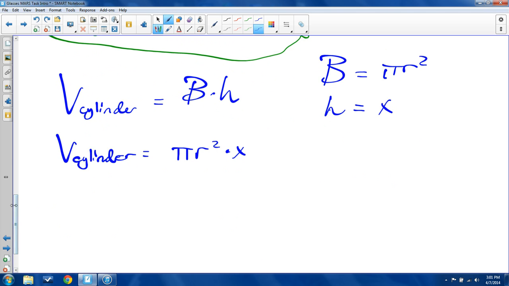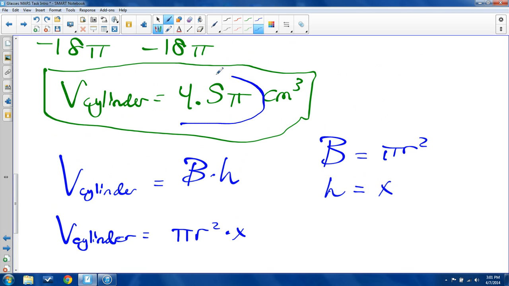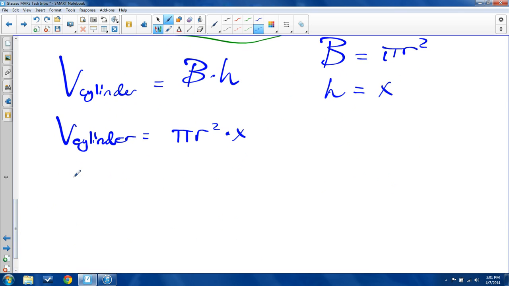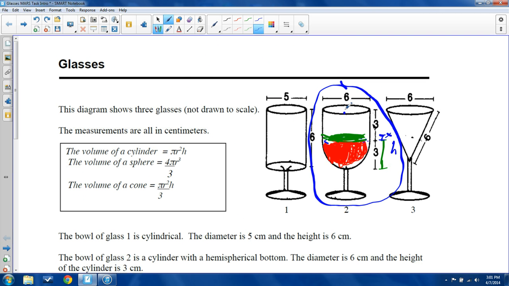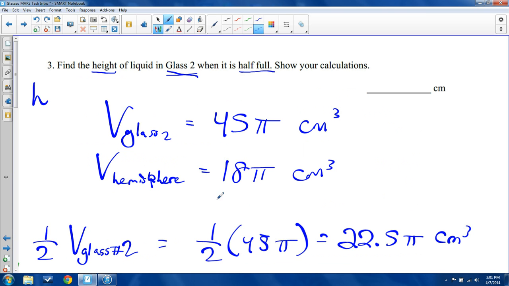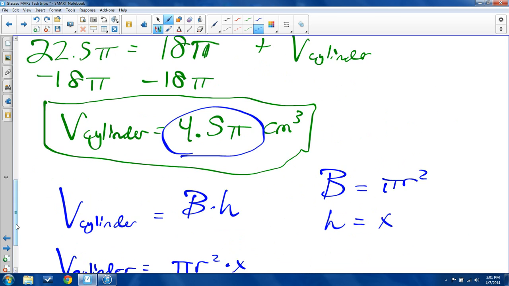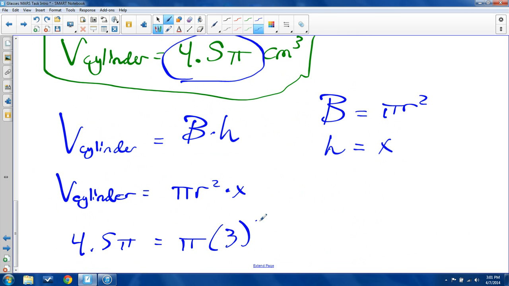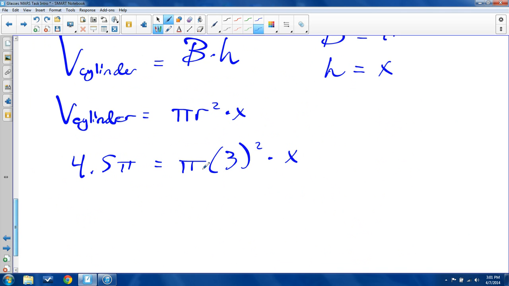Okay, volume of our cylinder is 4.5 pi. Okay, that's how much liquid we have filled up in the cylindrical portion. So 4.5 pi equals pi times, we're looking at a radius of 3 right here. Okay, pi r squared, pi times 3 squared times x. Okay, 3 squared is 9. So we have 4.5 pi equals 9 pi times x. Again, x is the one we got to solve for.